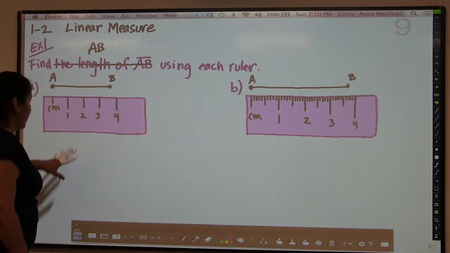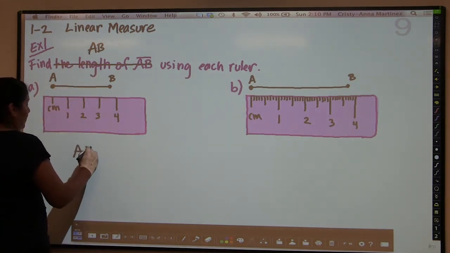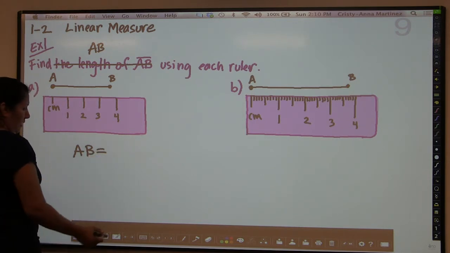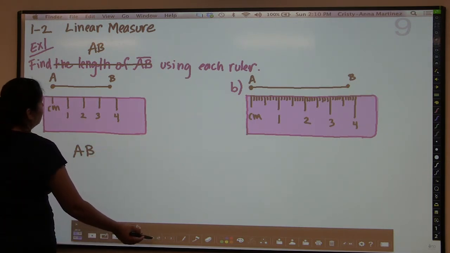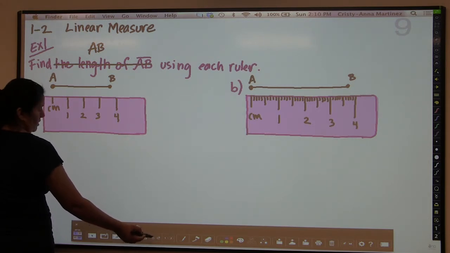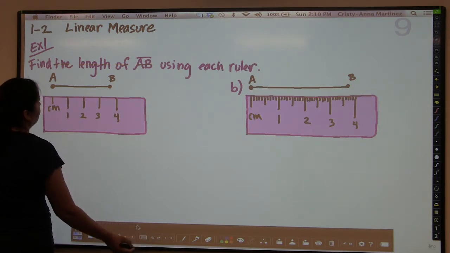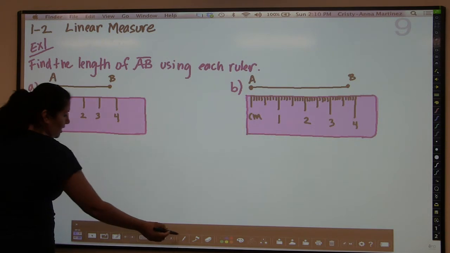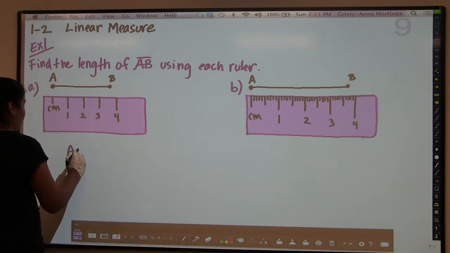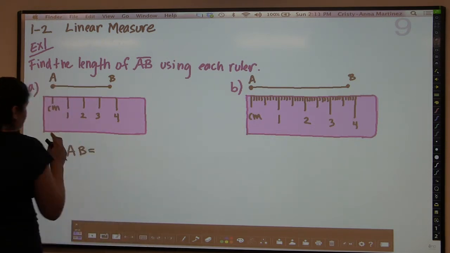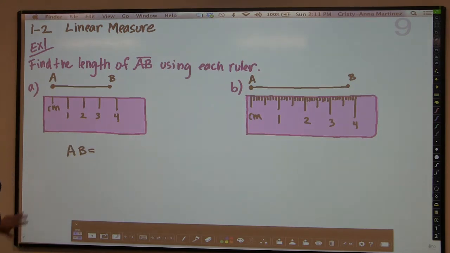So my answer today could be something like AB equals. Sorry, I don't want to keep that scratched out there, but here we go. So my answer today will be AB equals. That's the first thing I wanted to mention: when we write our answers, if I'm writing how long something is, the measurement, then I'm not going to use the bar, I'm just going to put AB equals.